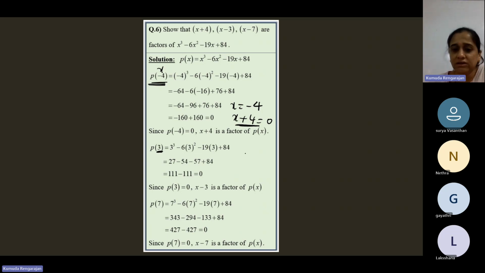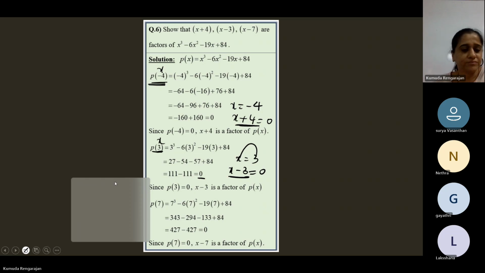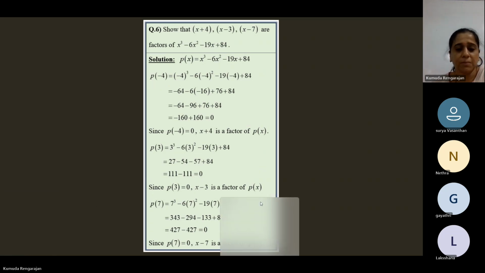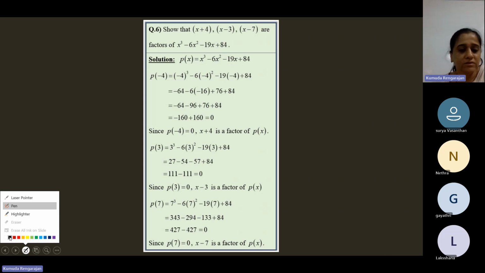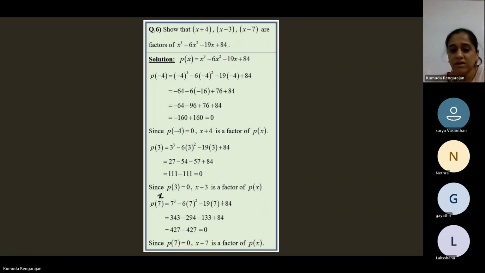Here, P of 3, X is equal to 3, which means X minus 3. When you bring this here, X minus 3 is equal to 0, right? So since P of 3 is 0, X minus 3 is a factor. Am I clear? And similarly for the last one, X is equal to 7. When you transpose, X minus 7 is equal to 0. So since P of 7 is 0, it means X minus 7 is a factor of P of X.